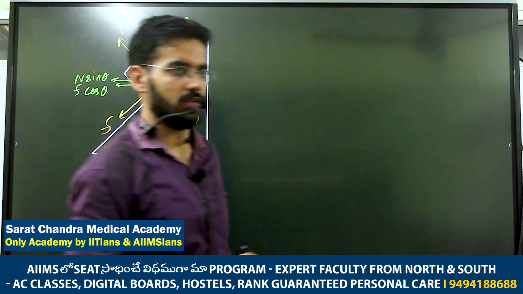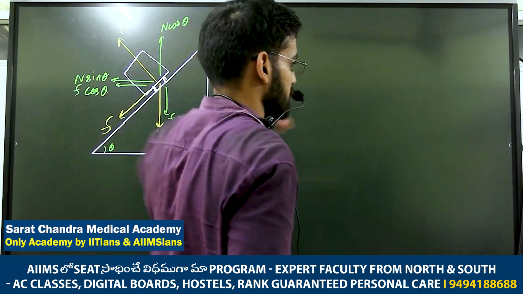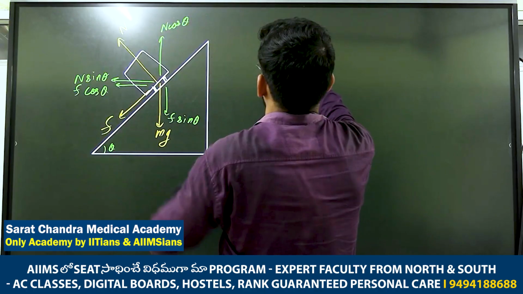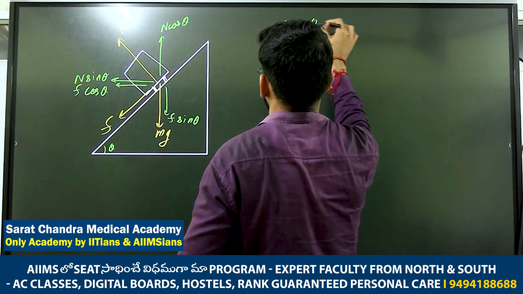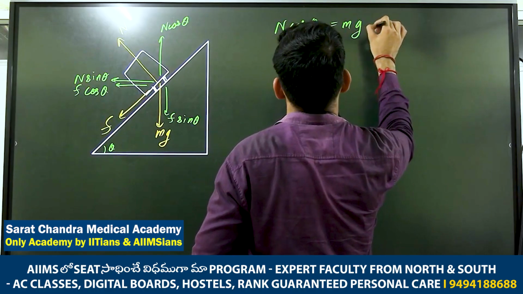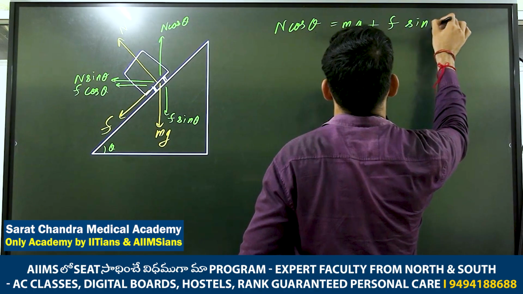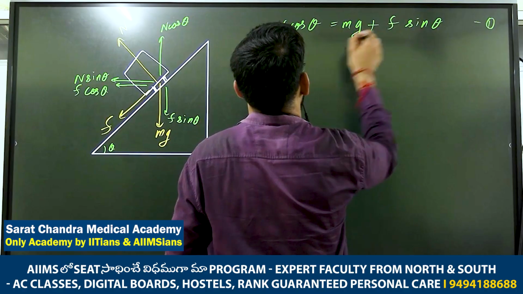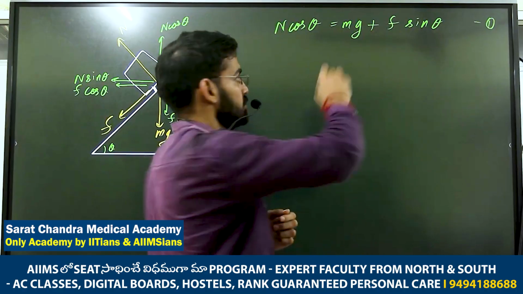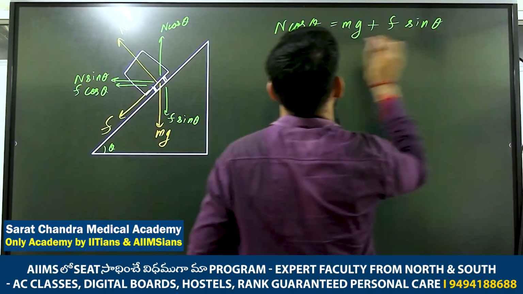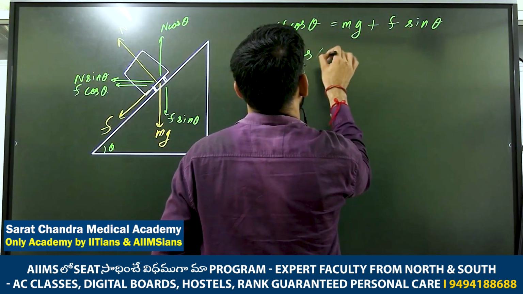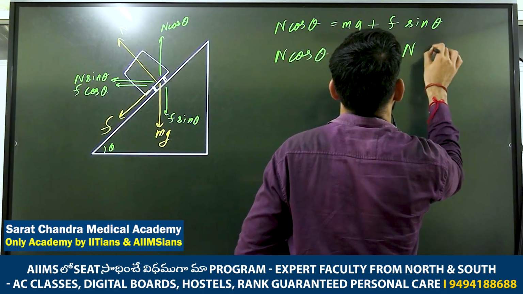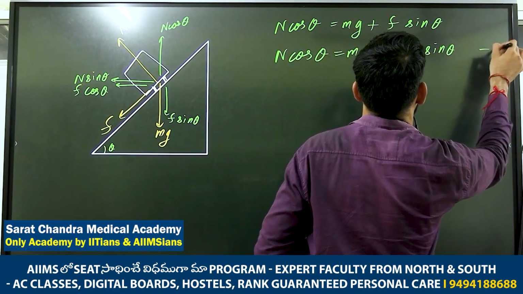Okay, and normal we will find out here. So in the vertical direction forces should balance. So what we can say, N cos theta should balance mg plus f sin theta. This is equation number 1. And friction value also you can put mu into normal. So N cos theta equal to mg plus mu into normal into sin theta. This is equation number 1.